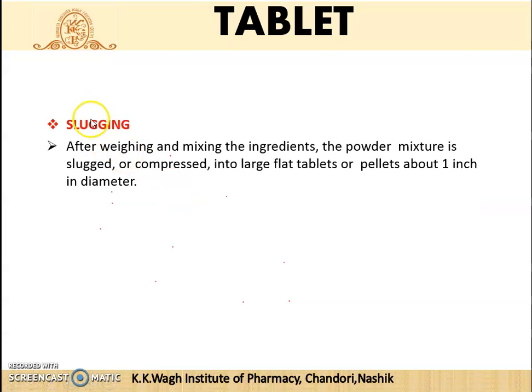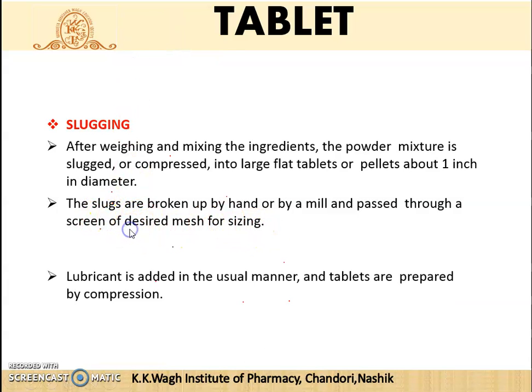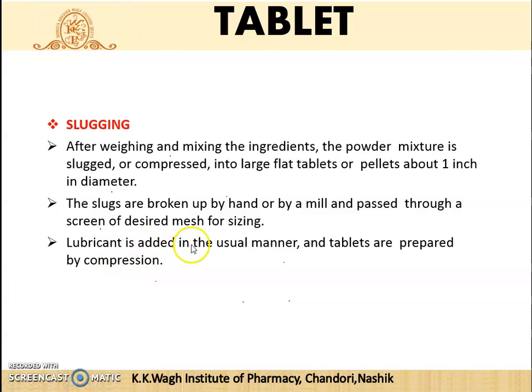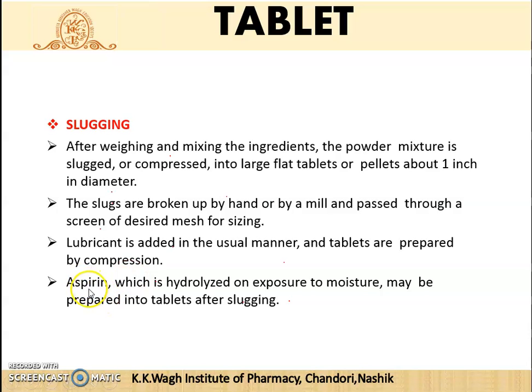There is a major problem associated with dry granulation, that is slugging. Slugging is nothing but the formation of a slug or a damp mass about 1 inch in diameter. To overcome this problem, these slugs are broken by hand or by mills and passed through a screen of a desired mesh size, or a suitable lubricant is added in the usual manner, and tablets are prepared by compression. An example of this is aspirin. During the formation of aspirin, there is slugging, and this can be overcome.